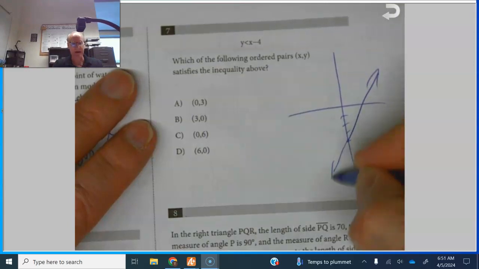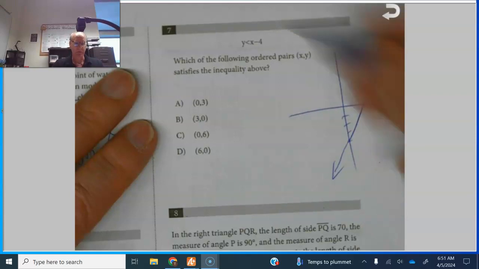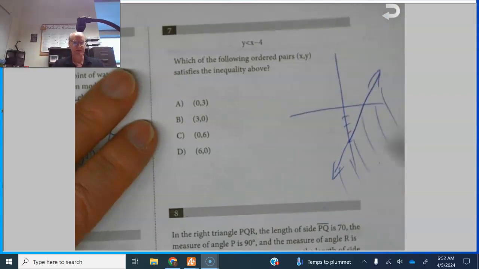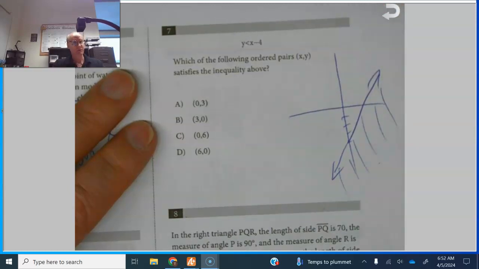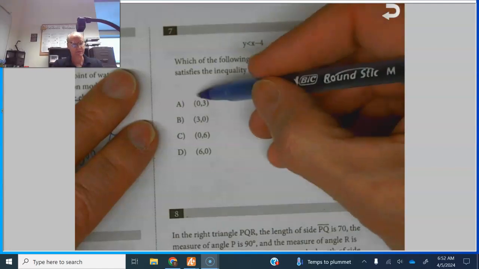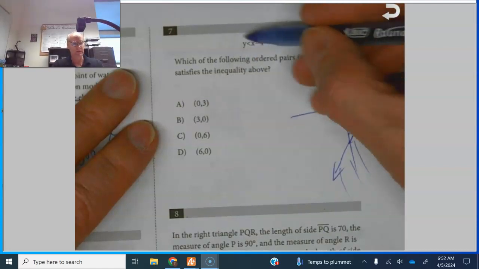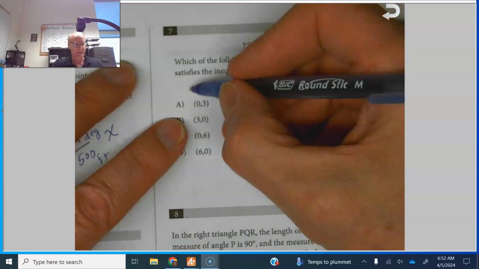It's actually a dotted line, and we want y to be less than. It's this inequality right here that you're looking at. This is a dashed line because it can't be on the line. But the easy way to do this is to put the x's and y's into your inequality and see if it's true.